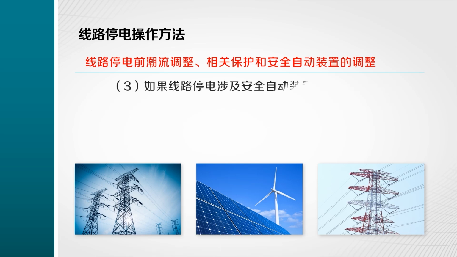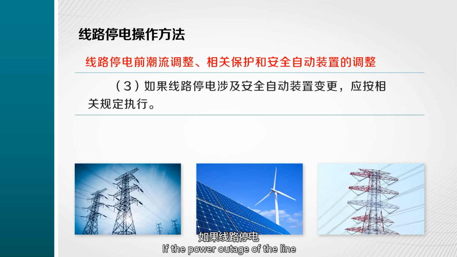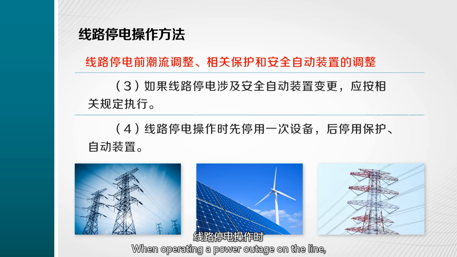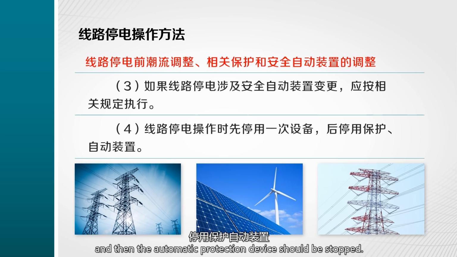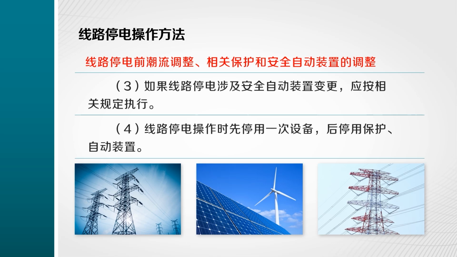Point 3. If the power outage of the line involves changes in safety automatic devices, relevant regulations should be followed. Point 4. When operating a power outage on the line, the equipment should be stopped first, and then the automatic protection device should be stopped.